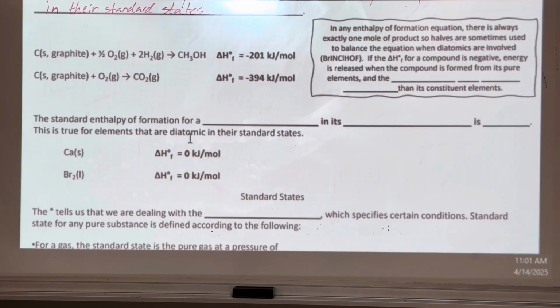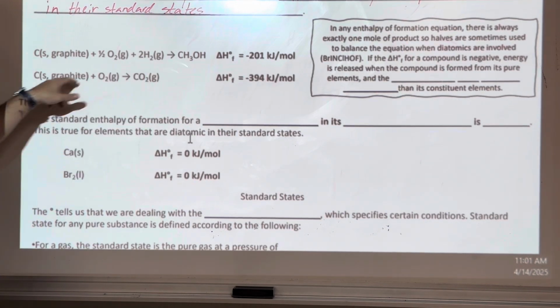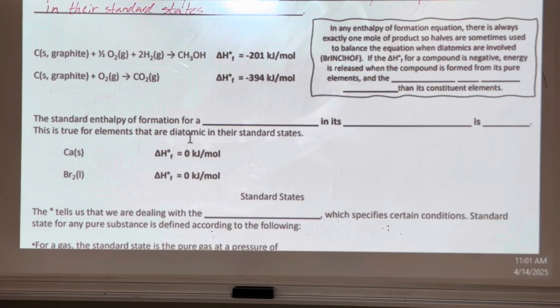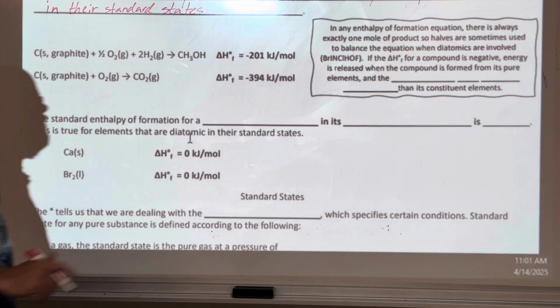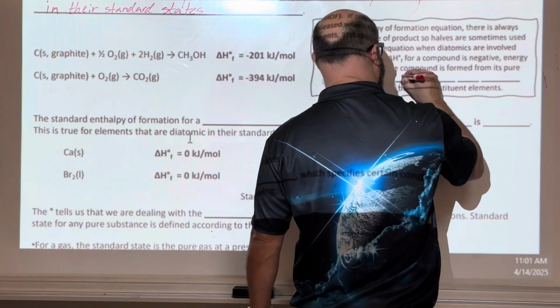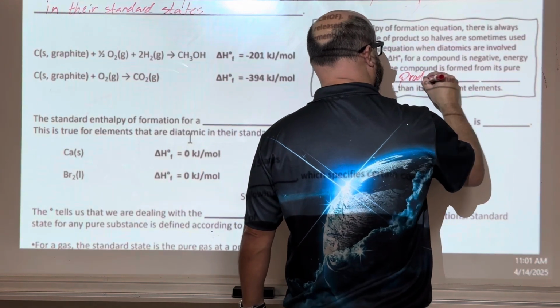All right, that was a lot. But say it's things like graphite. You add up all the individual parts, you get the standard enthalpy of formation for graphite. Once you have an enthalpy of formation, the particular product is more stable than its constituent elements.